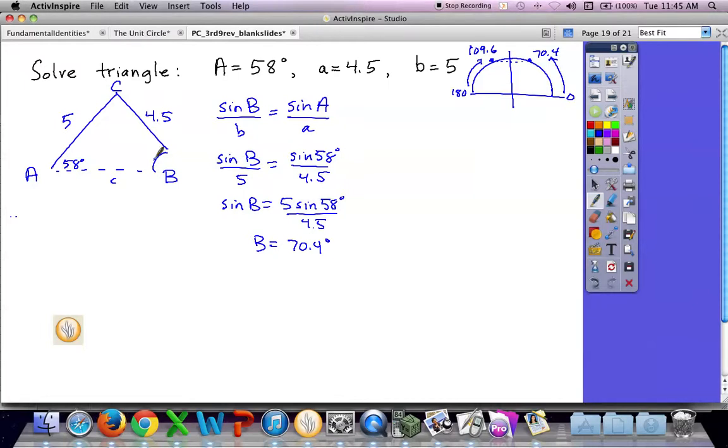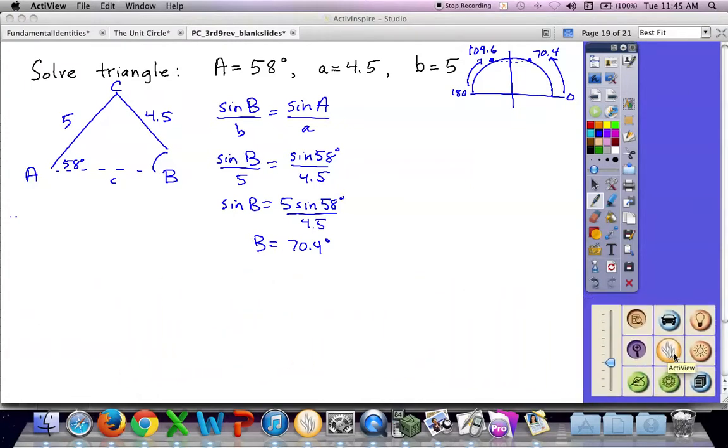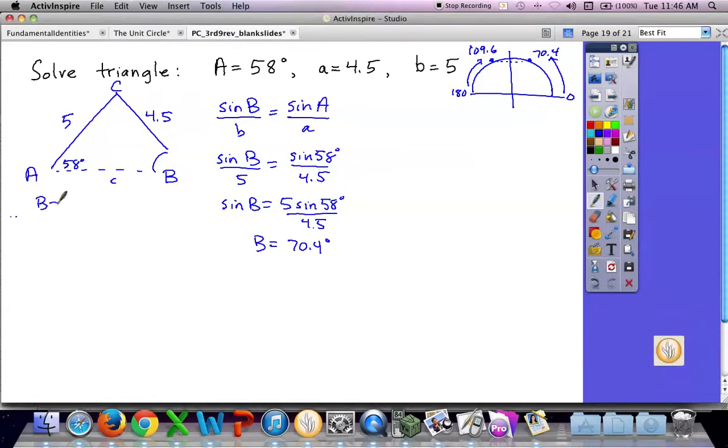So first, let me get this out of here. First, let me make my angle B 70.4. Okay, if B is 70.4, then C will be 180 minus 58 minus 70.4. C equals 51.6.